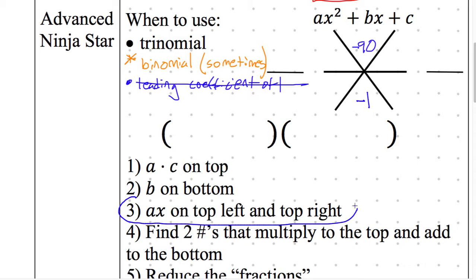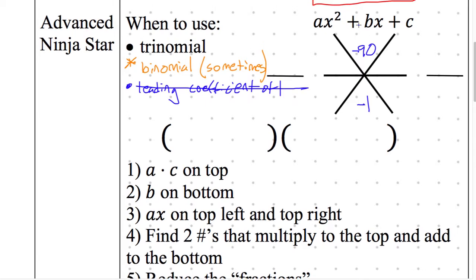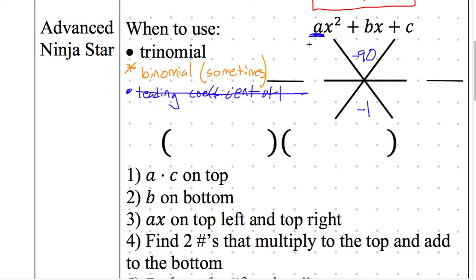The additional step is to do this. AX on the top left and the top right. This is not 100% accurate. It should technically be A times the square root of this X term. But again, we will get into the nitty gritty of that in Algebra 2. So for now, just put whatever A you have. So if I had 6 there, I would put 6x. But whatever A I have in the top left and the top right, I'm going to put that term.